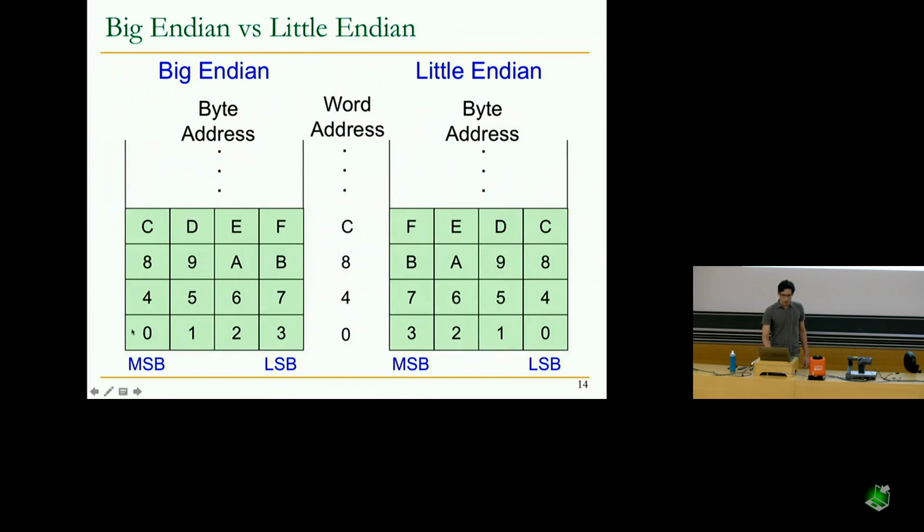So if the most significant byte, so this byte, the leftmost one, is address 0, and the least significant byte in the word is address 3, then we will say that this is big Endian. If it's the other way around, that is, if the most significant byte is address 3, we will say that this is little Endian. Okay?